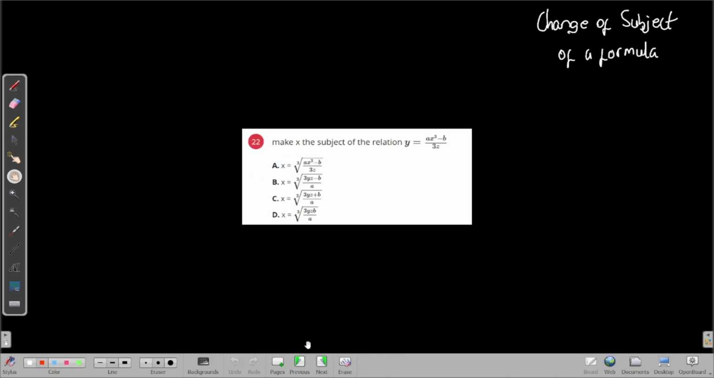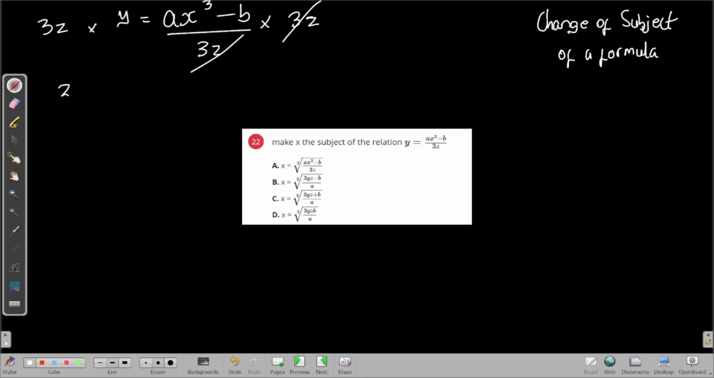Question 22, we're to make x the subject of the formula. Okay. So y is equal to (ax cubed minus b) over 3z. So let's get rid of that 3z. Multiply both sides by 3z. So 3z cancels 3z. I have 3yz here. Let's get rid of that b. Take b to the other side.